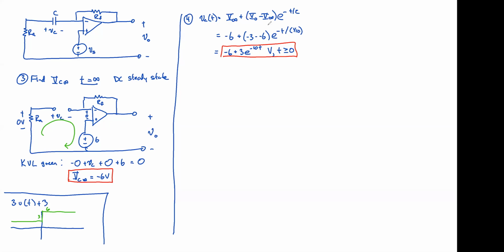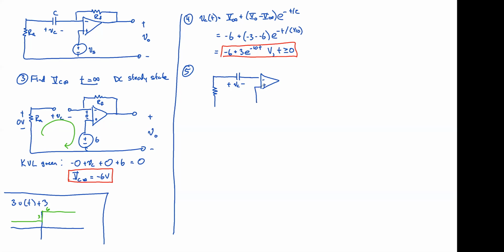If only that was what we were asked for. But remember, what we were asked for was V naught. So our last step is to solve, given what V sub C is, for what we're asked to find. So here's our V sub C, once mysterious, now completely understood.